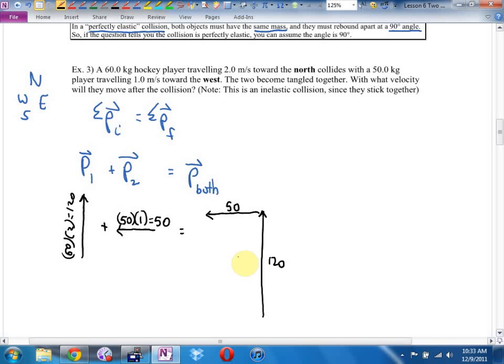You know what? They're going to move off together in that direction, and I'm going to call that on my diagram Z, momentum of both final. Now, this is a lovely right-angle triangle, which means I can use SOH CAH TOA and Pythagoras. So let's do that. How can I find out how big this is? Well, momentum of both squared is going to be 50 squared plus 120 squared. It's Pythagoras. And Zay, when you did that and then you took the square root, what did you tell me the momentum of both is equal to?